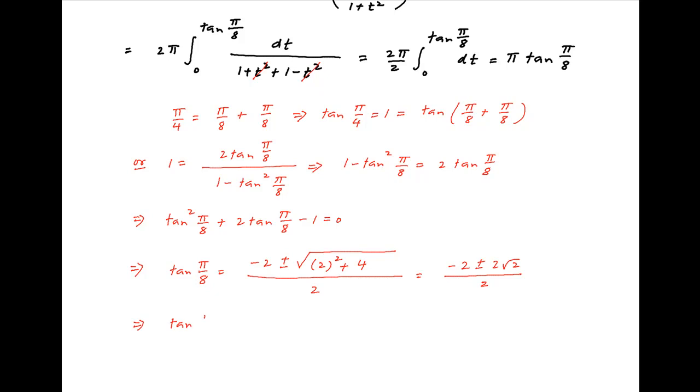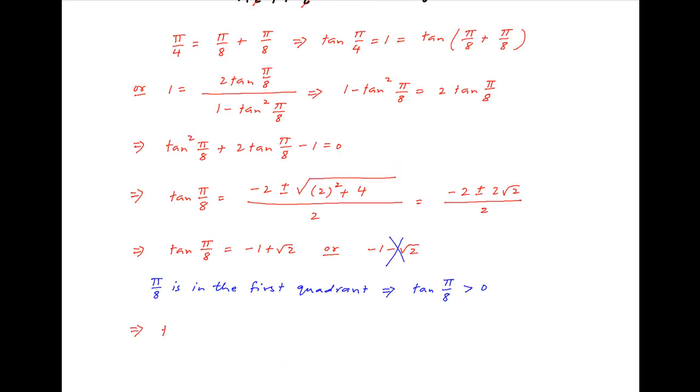And therefore the possible values of tan pi upon 8 are minus 1 plus root 2 and minus 1 minus root 2. Now note that pi upon 8 lies in the first quadrant, and tan of an angle is positive when the angle is in the first quadrant. Therefore tan of pi upon 8 must be positive, and therefore the root minus 1 minus root 2 can be ruled out because it's negative. Therefore tan of pi upon 8 is equal to root 2 minus 1. Using this result, the value of I is equal to pi times root 2 minus 1, which is the required answer.